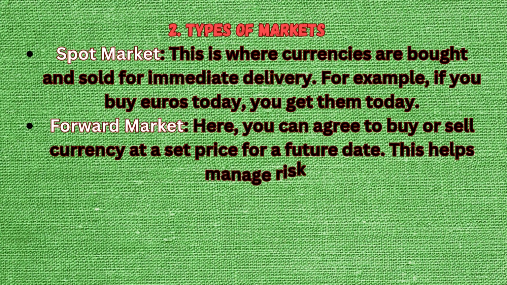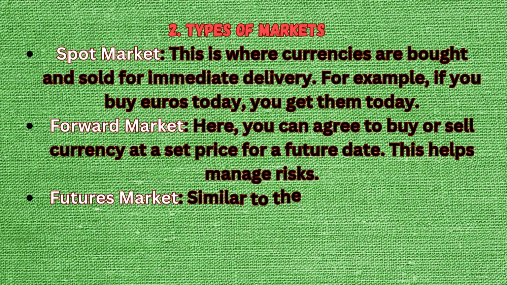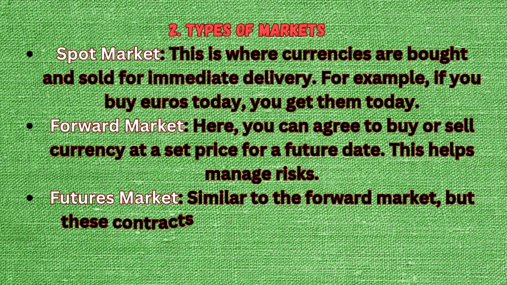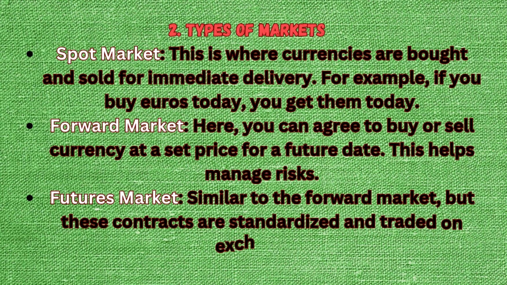The next type of market we have is the forward market. Here you can agree to buy or sell currency at a set price for a future date. This helps manage risk. Another type of market we have here is the futures market. Similar to the forward market, but these contracts are standardized and traded on exchanges.